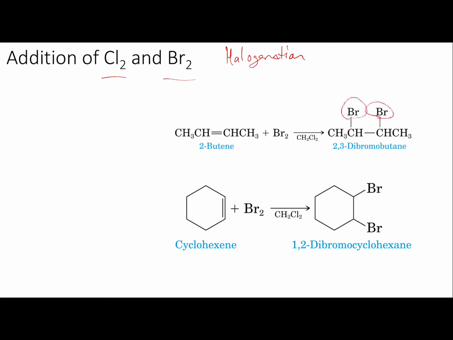There's not a lot here to mess up on or go wrong on. These bromines are going to go to both carbons, right? We're going to look at our double bond, see where it is, and go bromine, bromine, or chlorine, chlorine, or fluorine, fluorine.